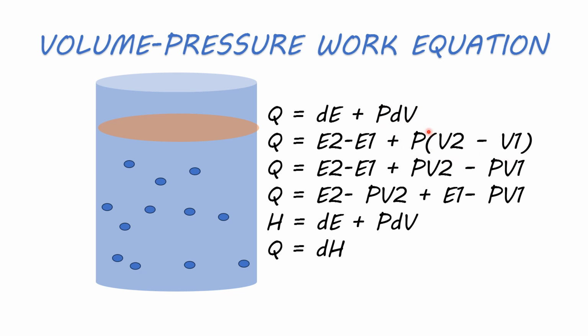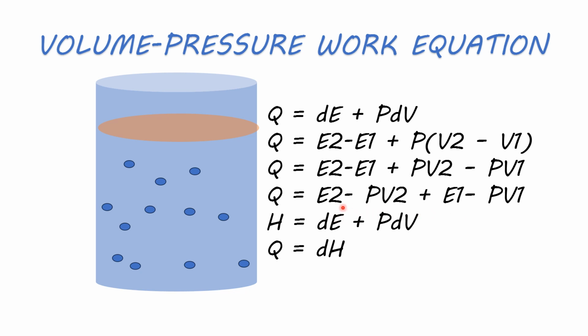And here is the pressure. Now multiply pressure by V2 minus V1, so it will be PV2 minus PV1. After that, we're going to sum like this: PV2 with E2 and E1 with PV1. So this will be the equation.